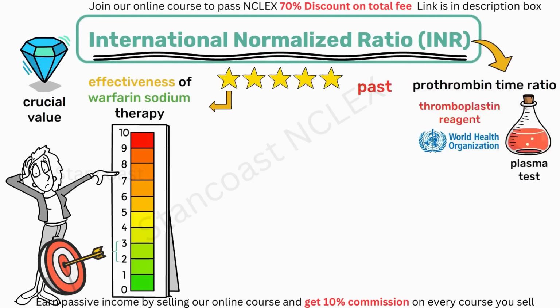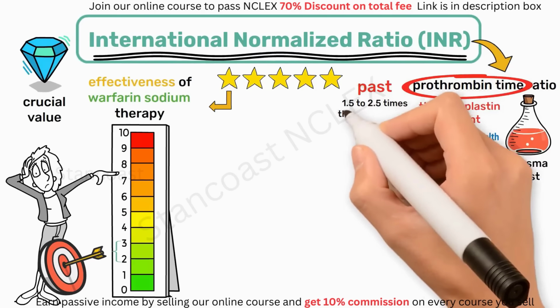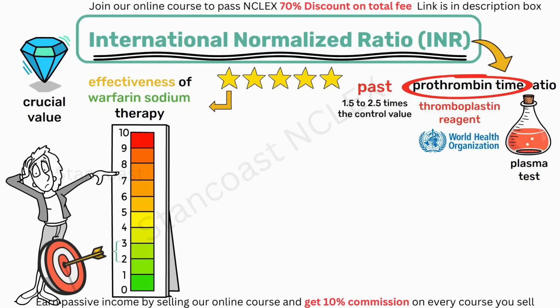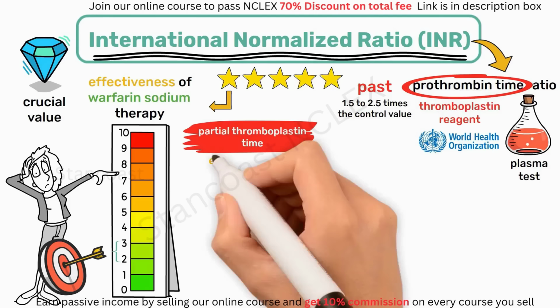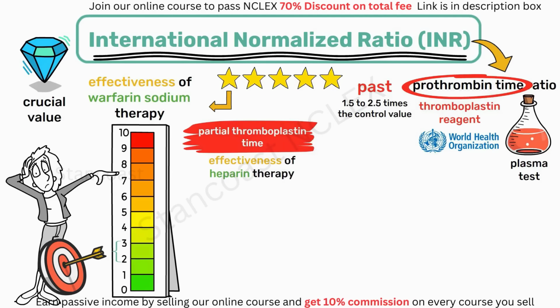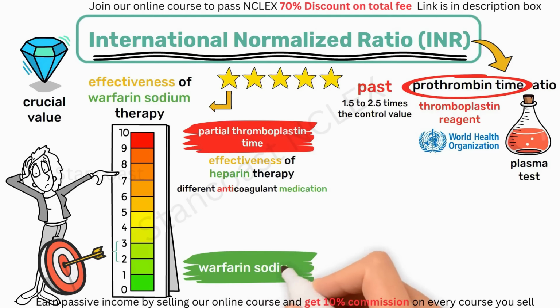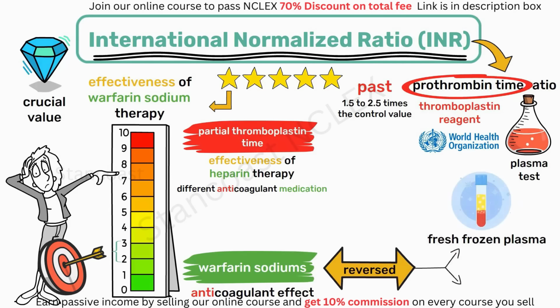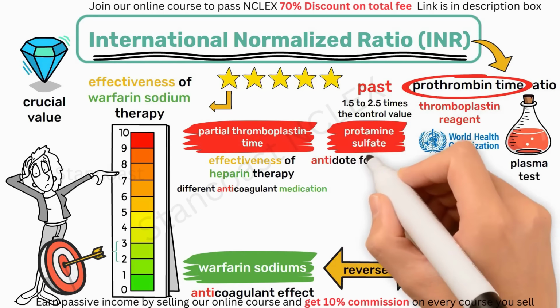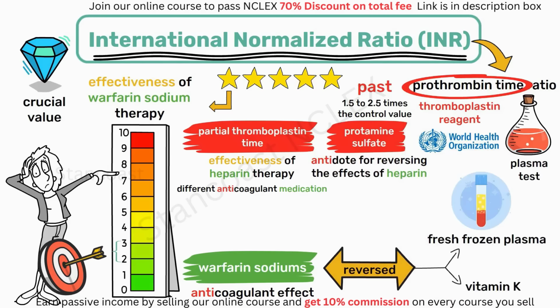In the past, prothrombin time was utilized to evaluate the effectiveness of warfarin sodium, and it was maintained at 1.5 to 2.5 times the control value. It is important to note that the partial thromboplastin time is used to assess the effectiveness of heparin therapy, which is a different anticoagulant medication. In cases where warfarin sodium's anticoagulant effect needs to be reversed, fresh frozen plasma or vitamin K is used. On the other hand, protamine sulfate is the antidote for reversing the effects of heparin.